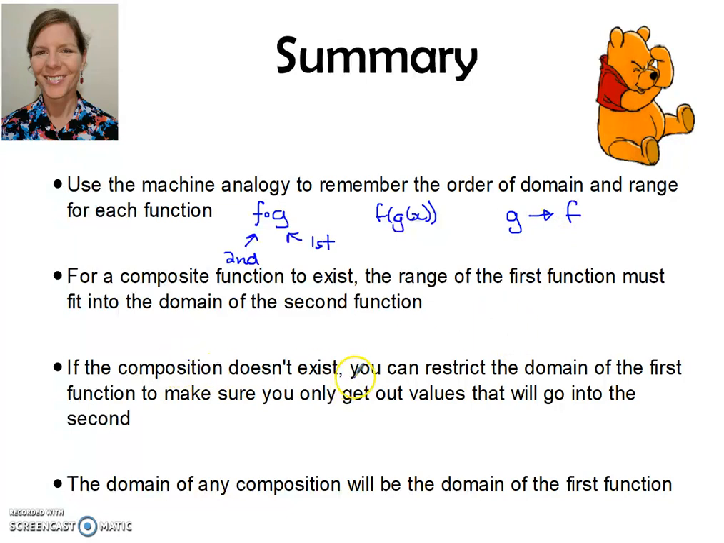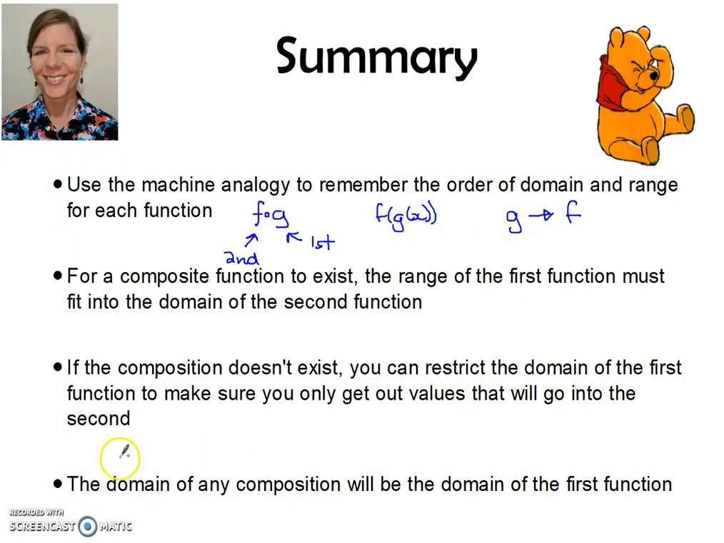If it doesn't exist, then you can restrict the domain of the first function over here and make sure that you only get out values that will go into there. So you kind of have to work it backwards. You need to look at what values go into here. This becomes my range, and then how do I have to change the domain of this to make sure that I only get those values out.